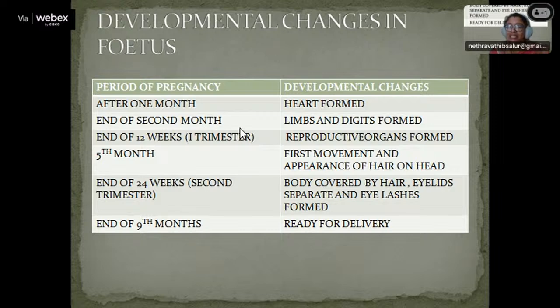What I'm discussing here is developmental changes in the fetus. What actually happens during pregnancy? We all know that pregnancy takes 9 months.